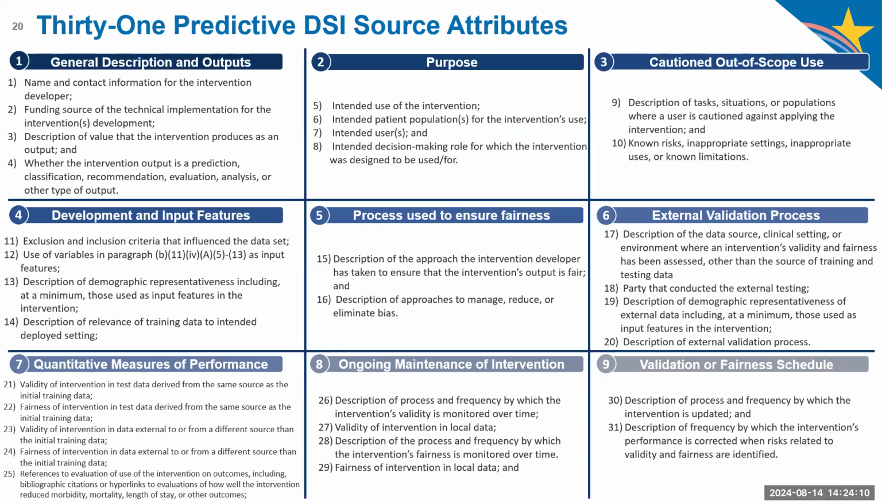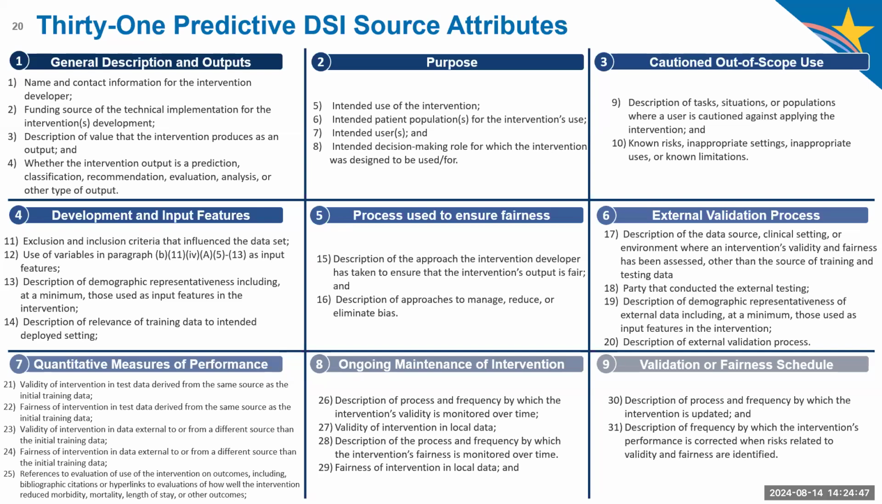And I know there's a lot of text on this particular slide, but this is the 31 predictive DSI source attributes. Here we emphasize source attributes information that are most frequently included in existing reporting guidelines. These are meaningful and interpretable in the context of health IT users and developers focused on health equity and fairness. The source attributes may be useful in identifying issues of bias, and they are intended to show that the model would perform effectively outside of the specific context in which it was developed.